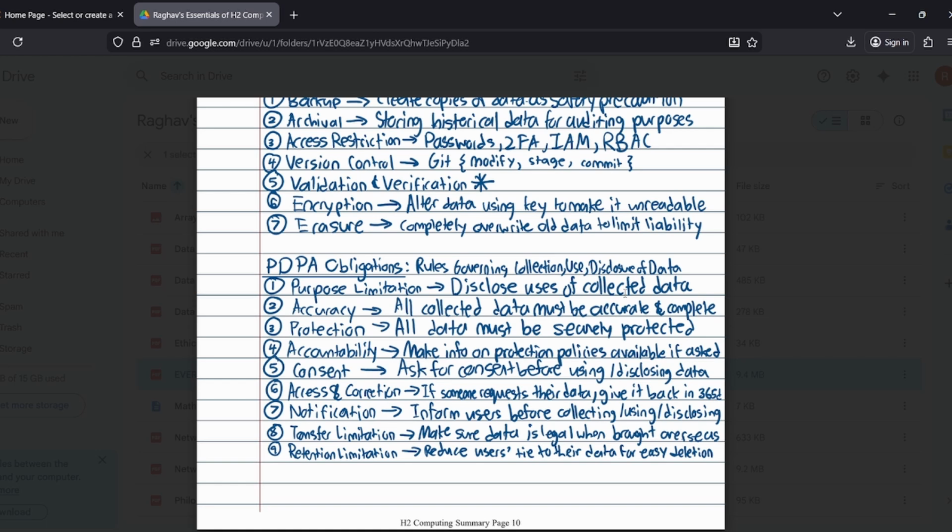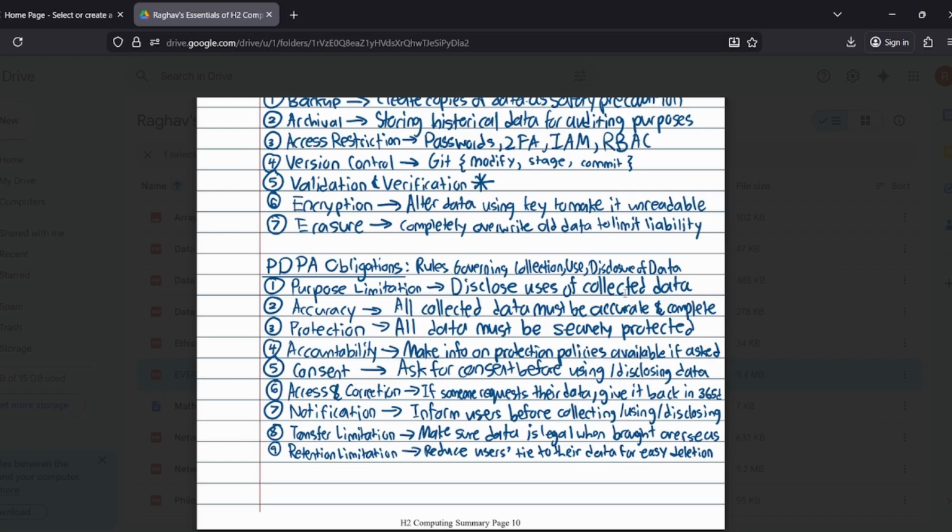So there's purpose limitation, which is about the disclosure of collected data. Accuracy, which says that all collected data must be accurate. Protection, all collected data must be securely protected. Accountability, make information on protection policies available if asked. Remember, accountability is not about stuff going wrong. It's just about transparency. Consent, which is ask for consent before using or disclosing data.